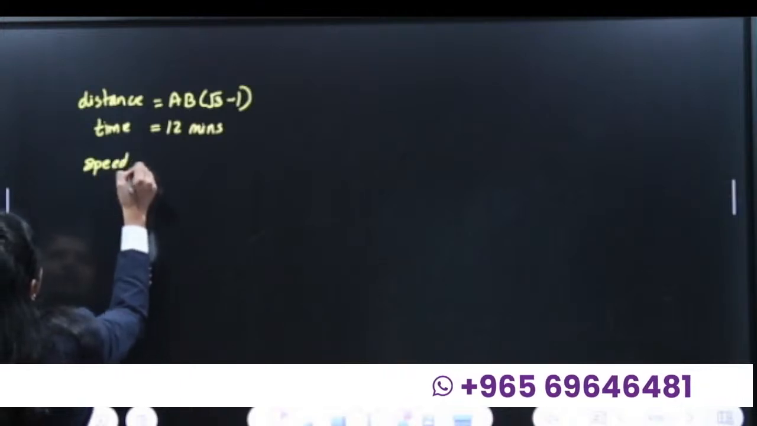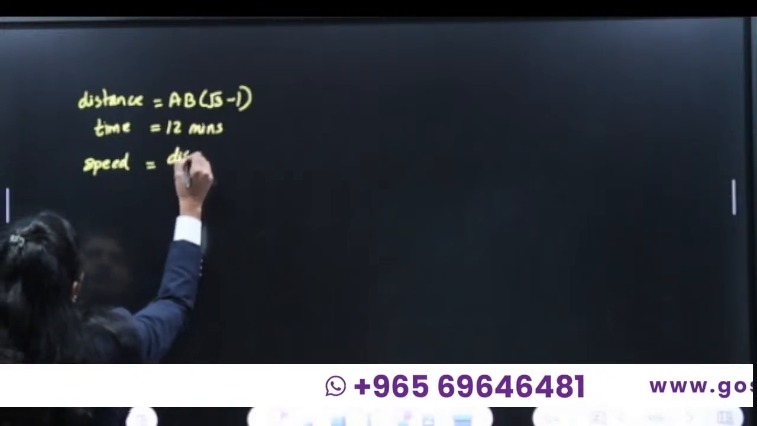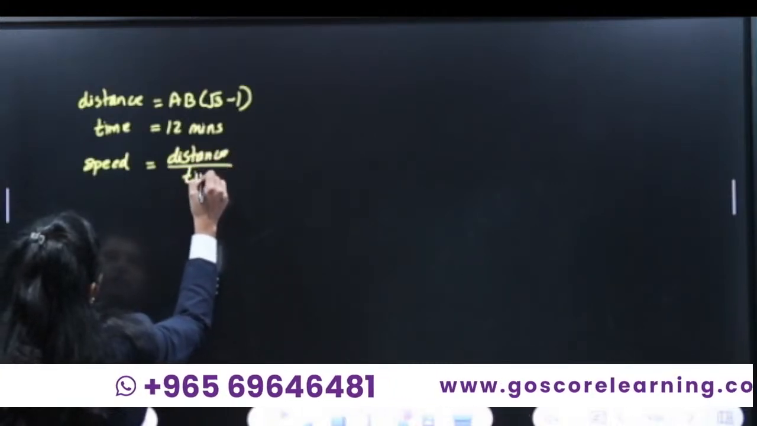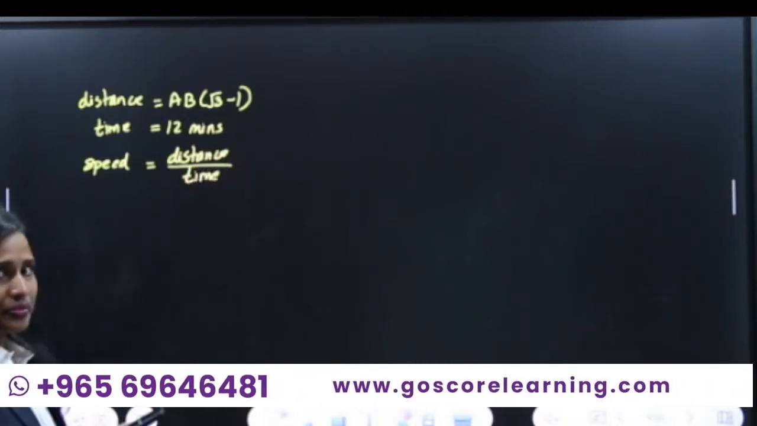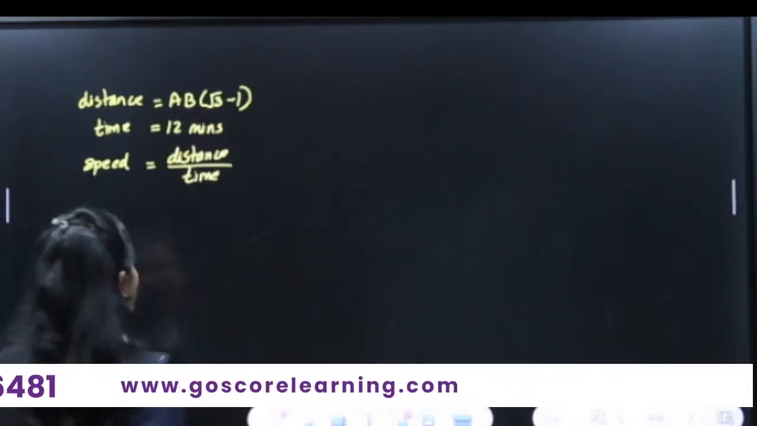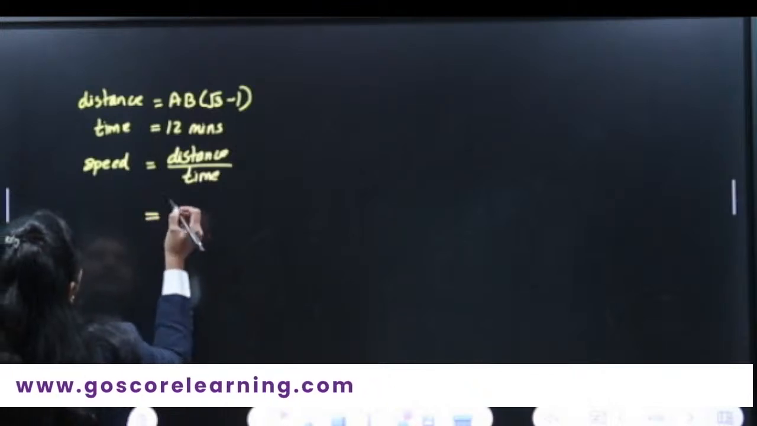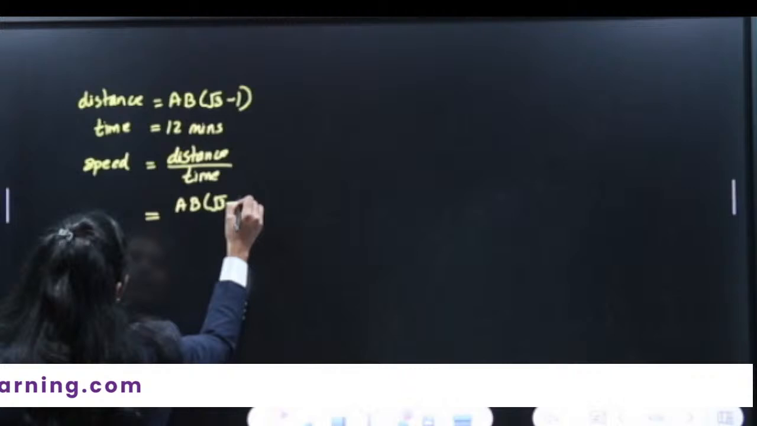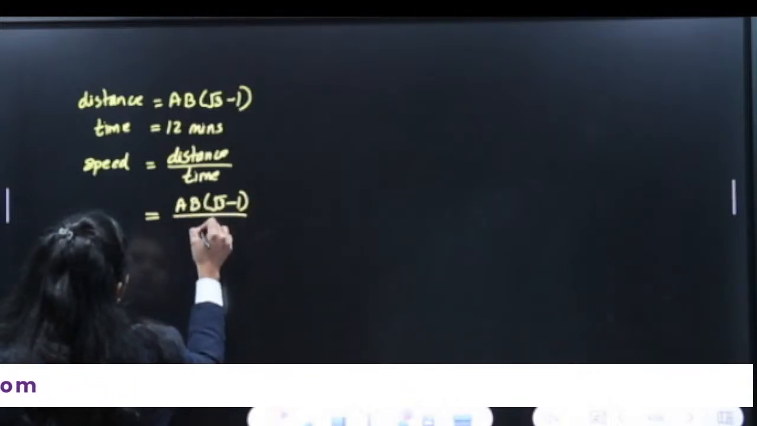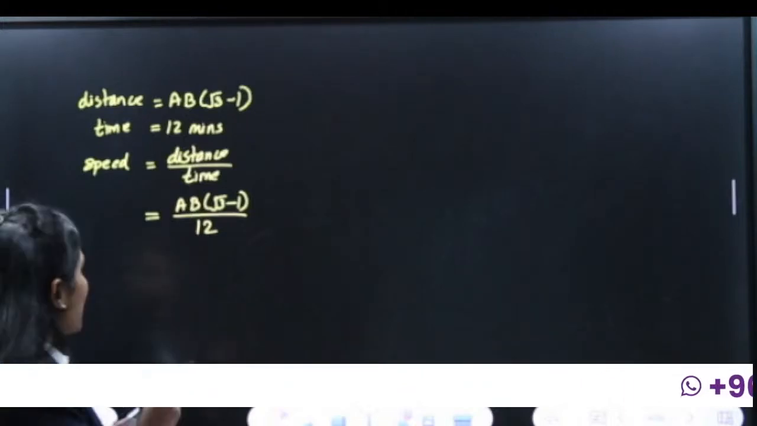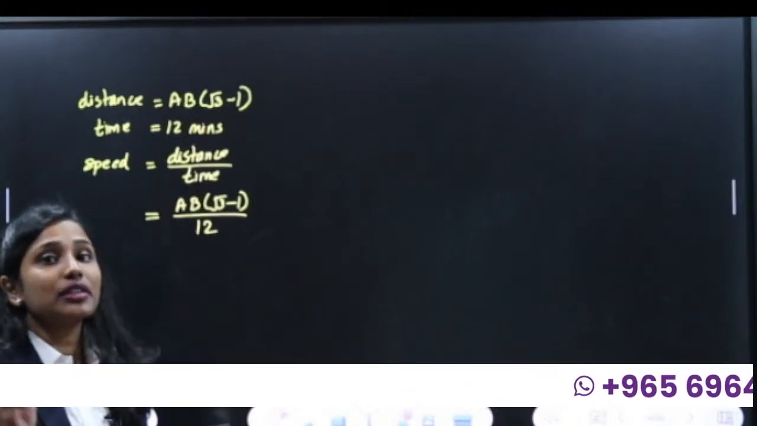Speed is equal to distance divided by time. Right? Okay. Yeah, very good, Evan. Distance divided by time. So here, distance is AB into root 3 minus 1 divided by 12. So the speed of that car is AB into root 3 minus 1 divided by 12.